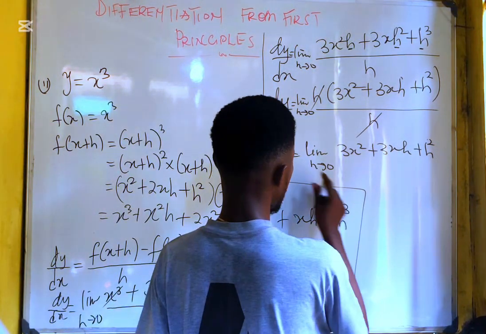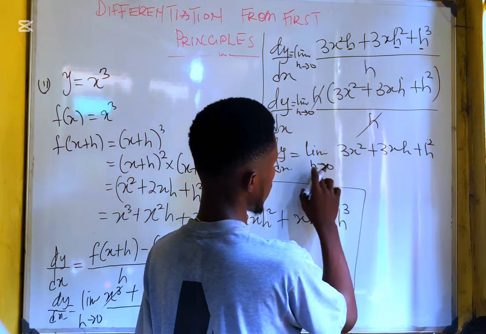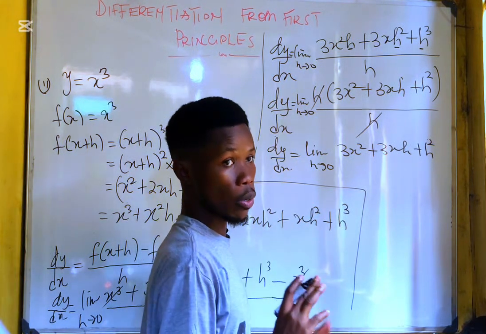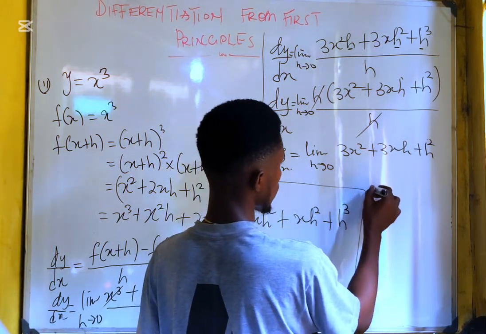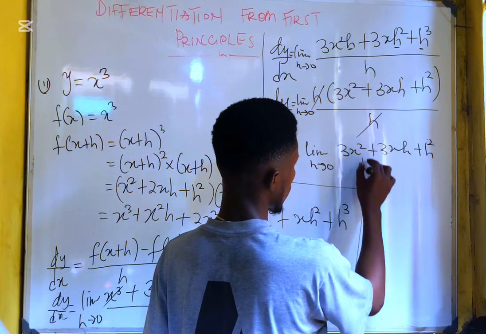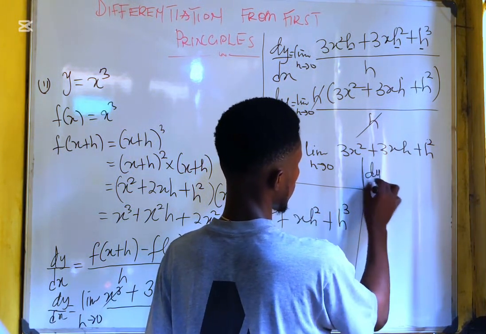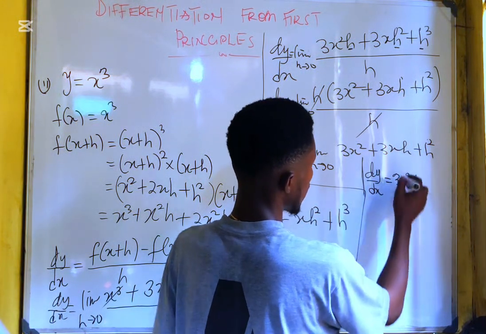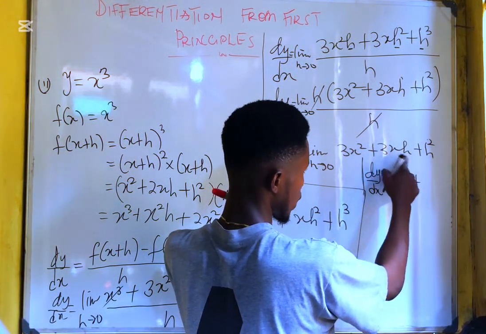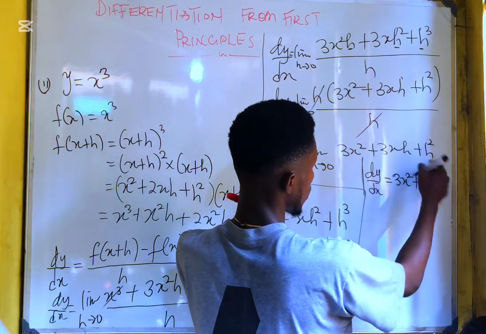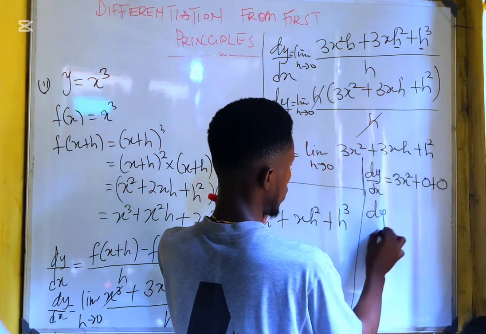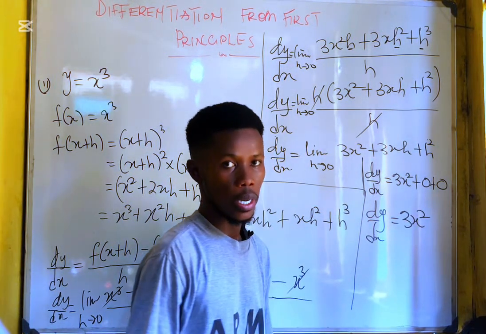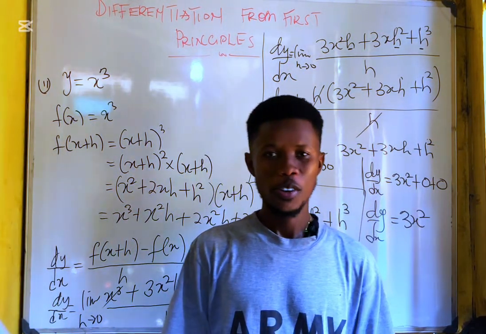So here, now that I'm done with this, I can substitute the 0 there. Wherever I see h, I put 0. When you start the substitution, you don't bring the limit again. So dy/dx will be equal to 3x squared plus, now if I put 0 here, that will be 3x times 0, which will be 0. If I put 0 here, it will be 0. That means my dy/dx will be equal to 3x squared. Is that okay? So this is how we solve from first principle.